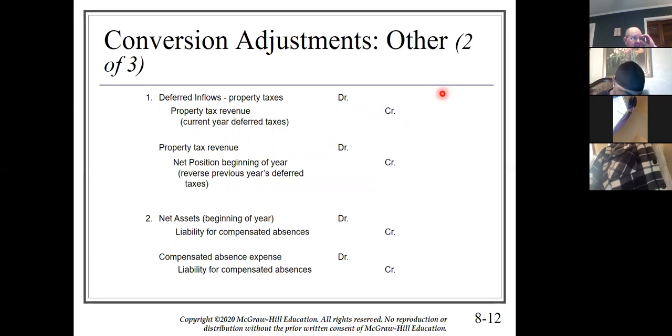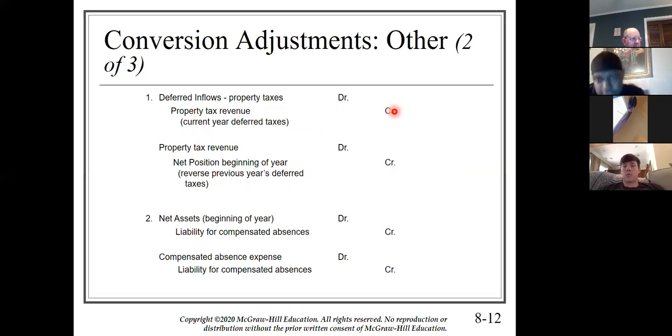So here they have that deferred inflow. It was a credit account. They eliminate it and record property tax revenue. Then property tax revenue is debited, net position at the beginning of the year is credited to reverse the previous year. So this year, end of the year, this is reversing the entry that was in existence from the beginning of the year.